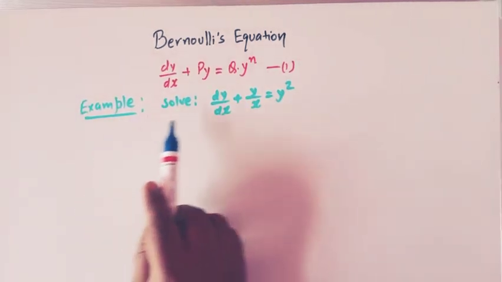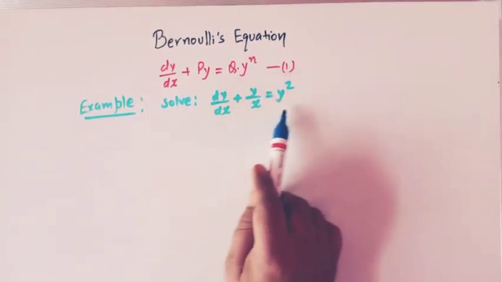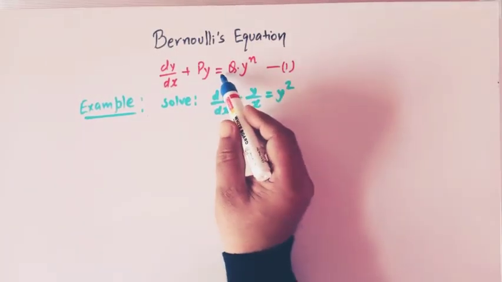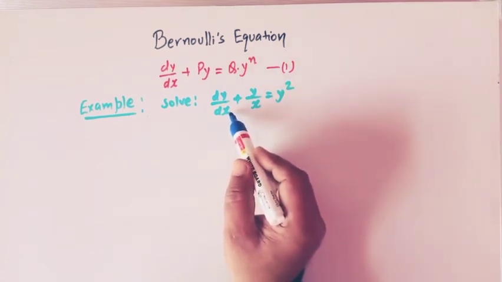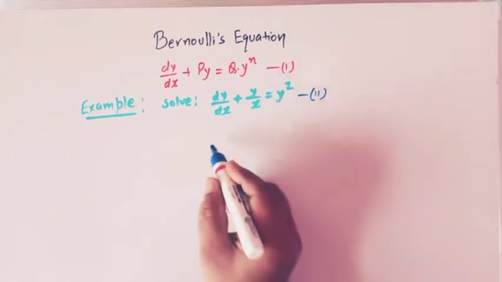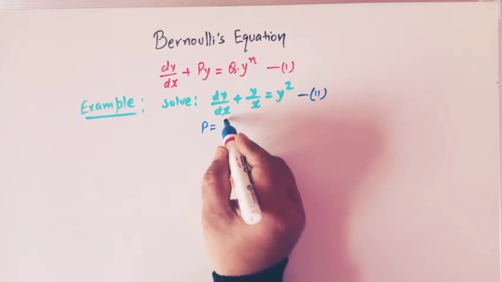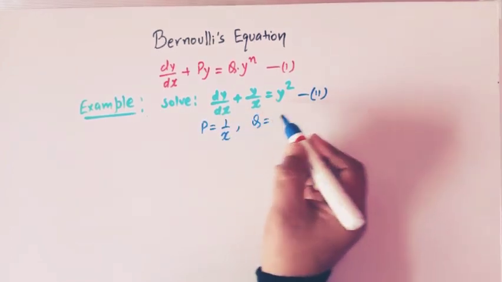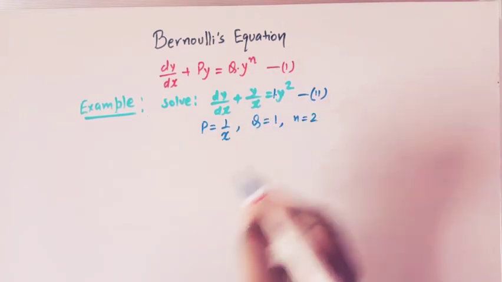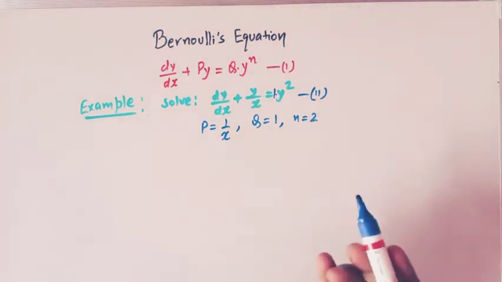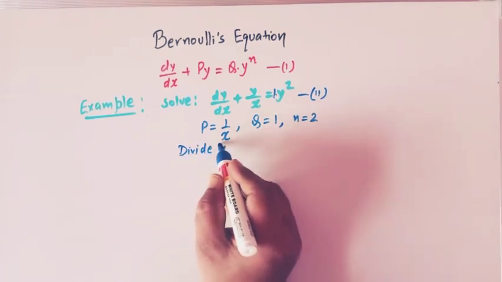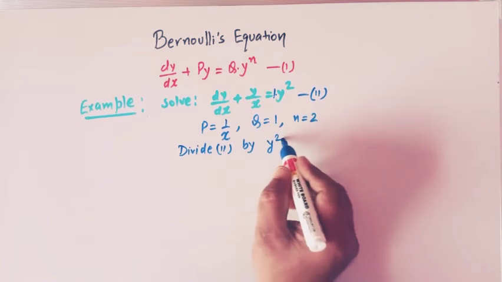Now let us solve this problem. Here we have to solve this differential equation, and if we compare this equation with this one, we see that this is a Bernoulli's equation. So if we compare equation 2 with equation 1, we see that p is equal to 1/x and q is equal to 1, and for n we have 2. So what we will do is divide equation 2 throughout by y squared.